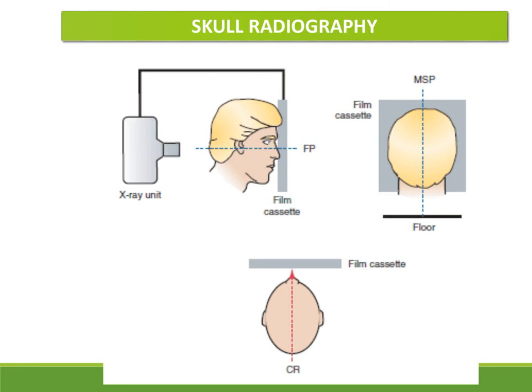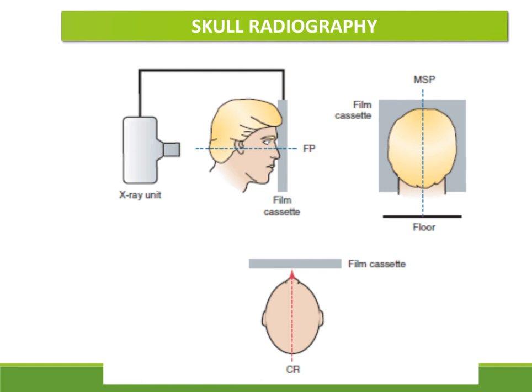The next is the PA projection. You can see that the patient's head is touching the film cassette or the sensor. That means the mid-sagittal plane of the patient is perpendicular to the sensor and to the floor. You can see it here. The mid-sagittal plane is perpendicular to the image receptor. Now the last one is the temporomandibular joint projection, in which you can see the temporomandibular joint very clearly.